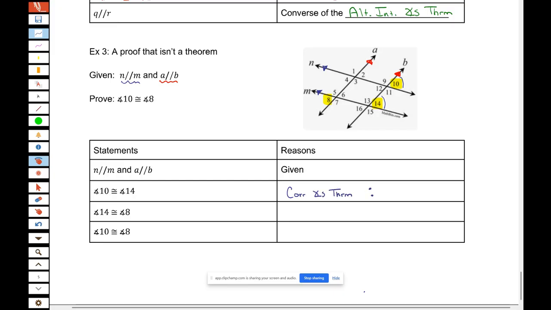Remember, we talked about abbreviating. You could say parallel lines imply corresponding angles congruent. You can also abbreviate it that way. So I don't care which way you write it. All right, so now we got 10, 14.